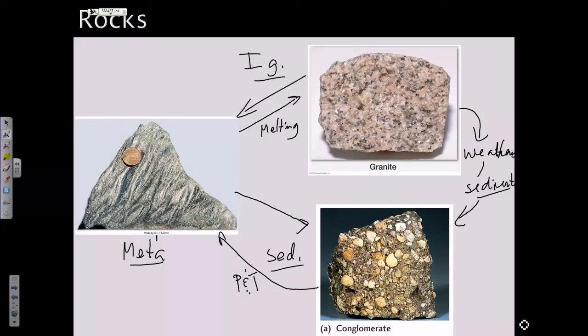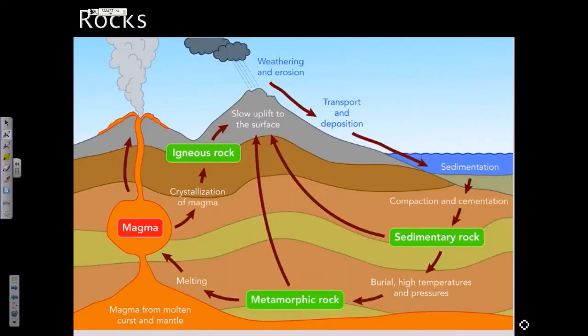But the point is that you don't have to begin with a particular type of rock. You don't have to end with a particular type of rock. There's no mass loss in the system. This process just keeps going around and around.